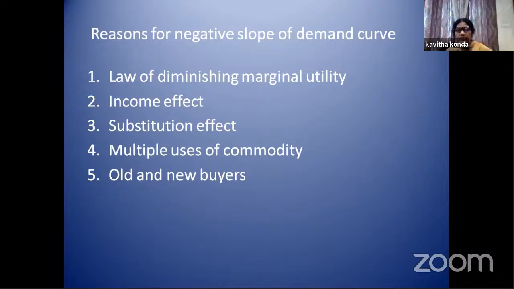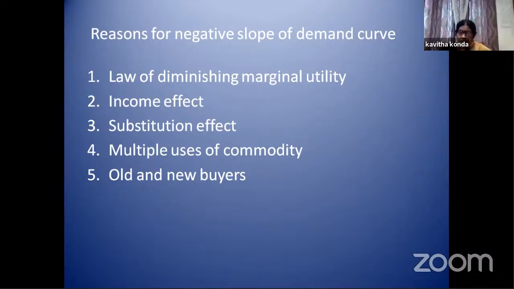And the next reason for this is the substitution effect. Substitution means what? A substitute good is a good which satisfies the same want. It means similar goods, with similar qualities, similar taste and brand, from which the same utility can be derived. So the substitution effect is the reason for the negative slope of the demand curve.